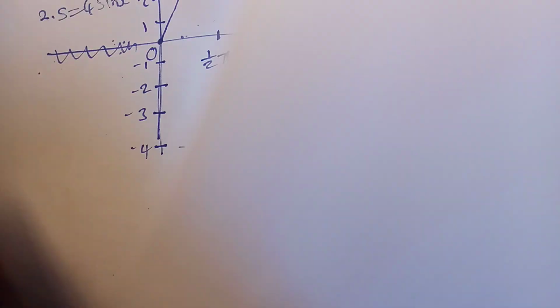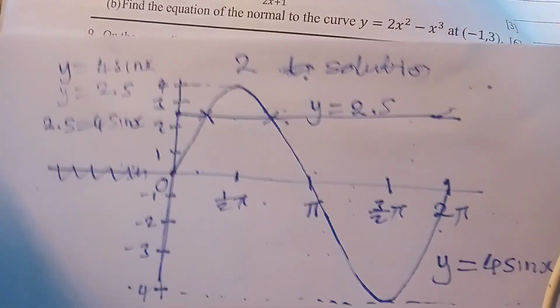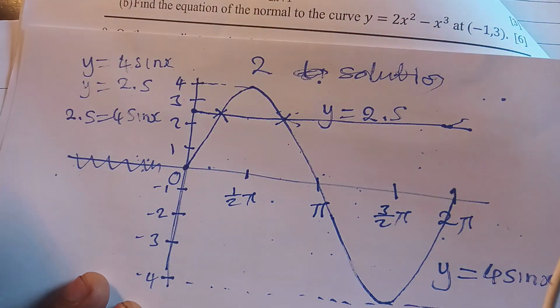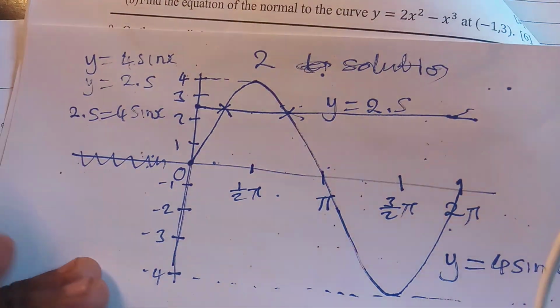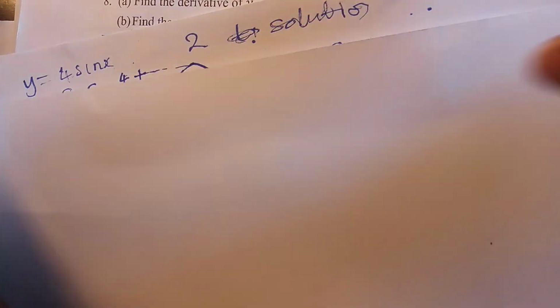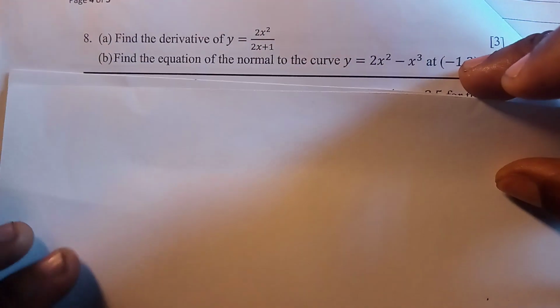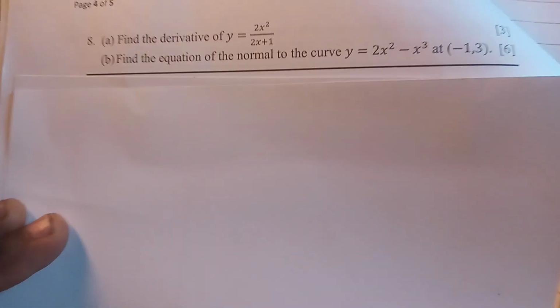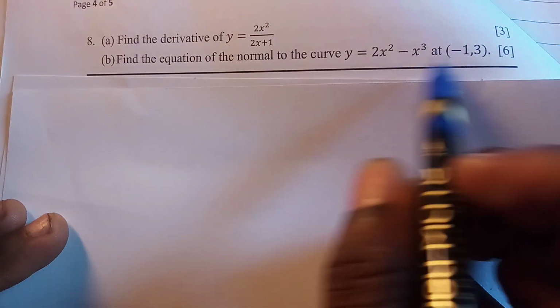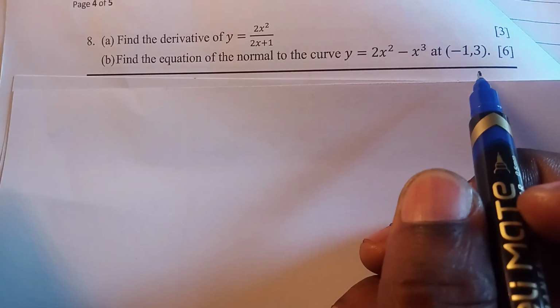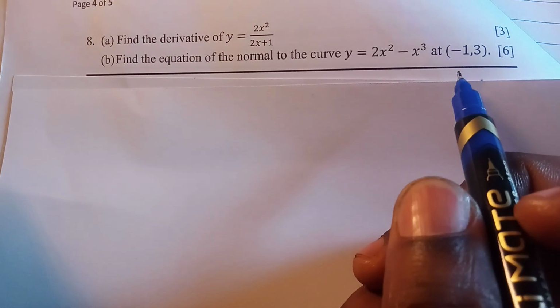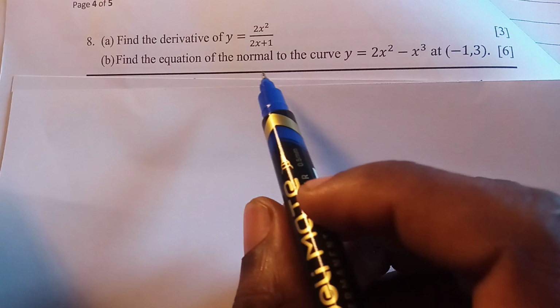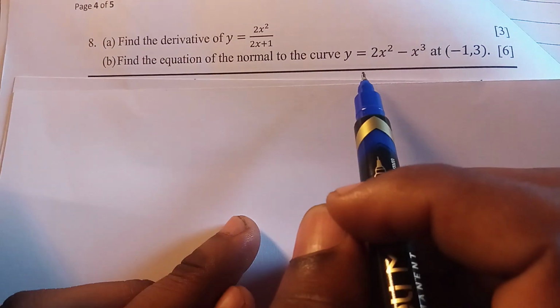And then secondly, we have this part here, finding the equation of the normal. So what you need to know about the normal is it is perpendicular to the tangent. So find the equation of the normal to the curve, this. So the gradient of the tangent at this point is the negative reciprocal of the gradient of the normal. It's like saying find the equation of the line which is perpendicular to this line at that point.